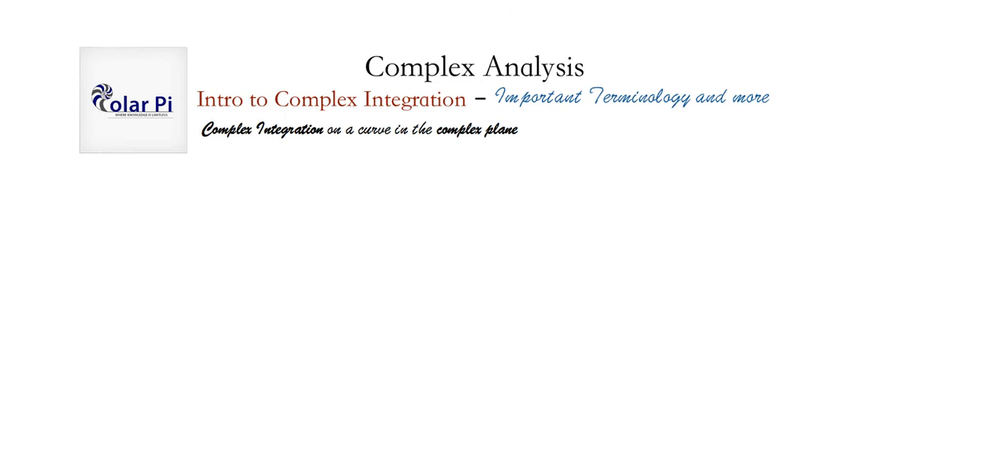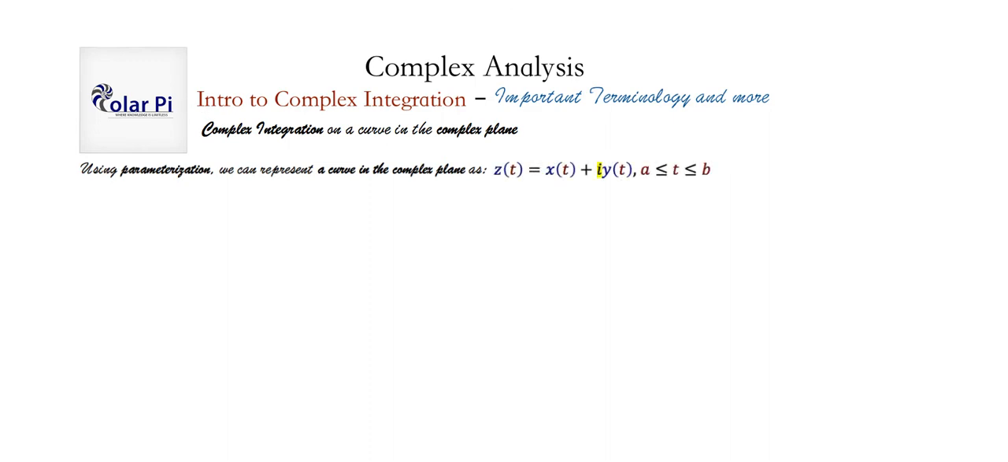So, this is a subtitle for the second half, which is complex integration on a curve in the complex plane. So, using parametrization, we can represent a curve in the complex plane as z of t is equal to x of t plus i times y of t on the interval a to b for t. Okay, and so this is what we're doing. So we take the real segment from a to b and map every point, including a and b, using z to form a connected complex curve.